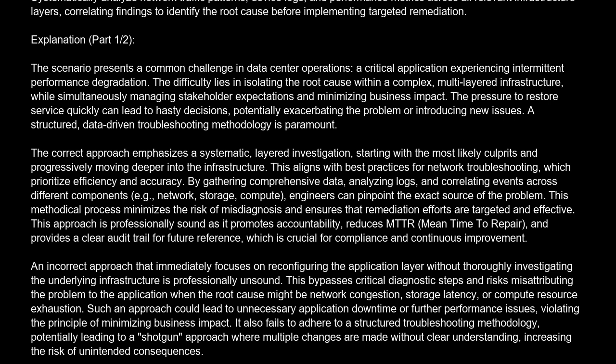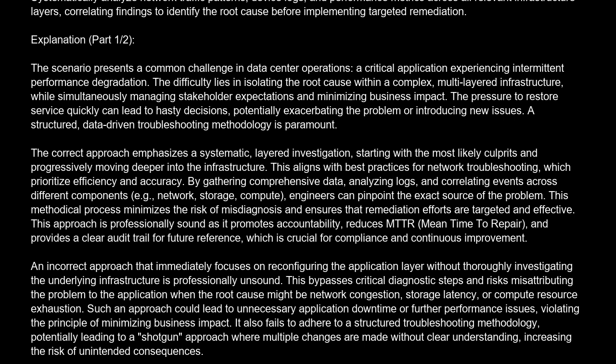An incorrect approach that immediately focuses on reconfiguring the application layer without thoroughly investigating the underlying infrastructure is professionally unsound. This bypasses critical diagnostic steps and risks misattributing the problem to the application when the root cause might be network congestion, storage latency, or compute resource exhaustion. Such an approach could lead to unnecessary application downtime or further performance issues, violating the principle of minimizing business impact.